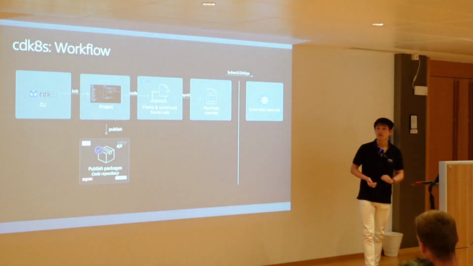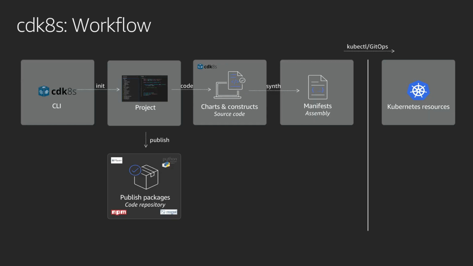This is the development workflow of CDK8s. If we look at the right side first, what we want to create in the end is Kubernetes resources. How do we get there? First of all, we use the CDK8s CLI to initiate the project. You can use any other project generator, but this one gives you more presets, which makes it easier. In the project, you can start coding. You can create charts and constructs using the CDK8s APIs.